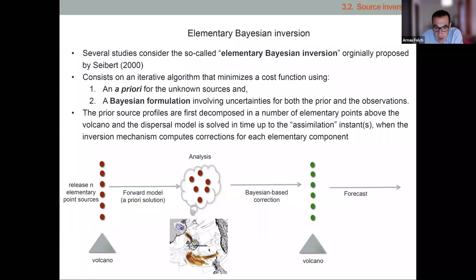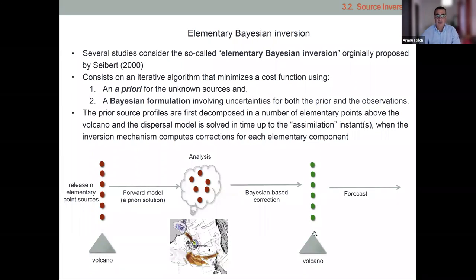And here we have one observation. We have one observation of this cloud, and we have the simulated cloud. And then we do a correction, knowing this a priori solution and knowing the errors of the observation, we can apply the Bayes theorem, do a correction, and then get a corrected profile, okay?